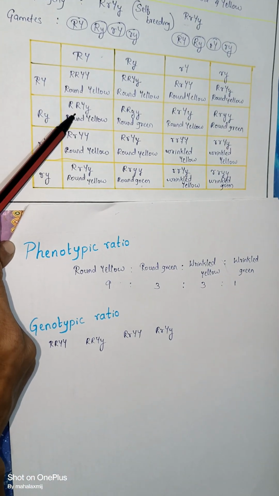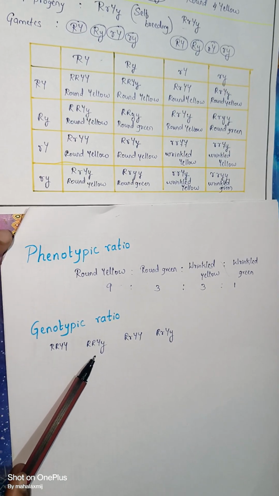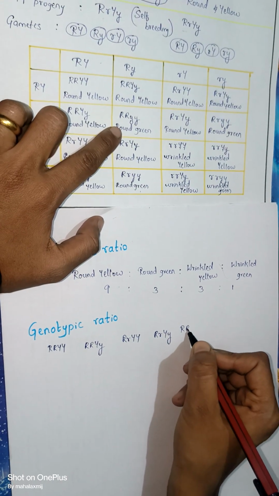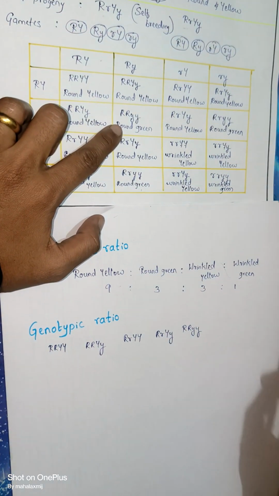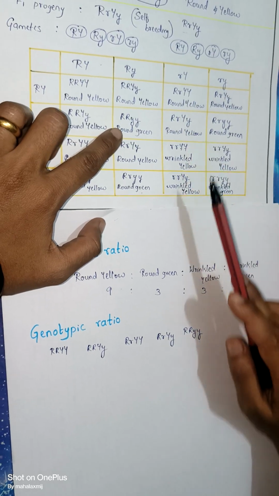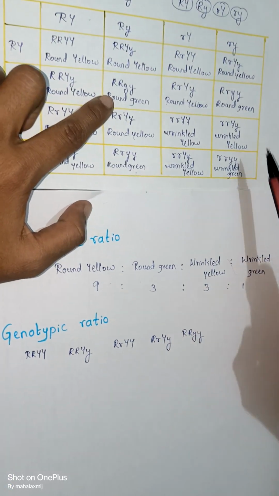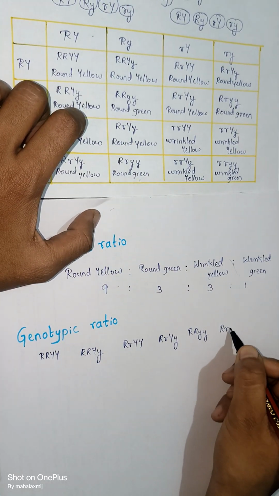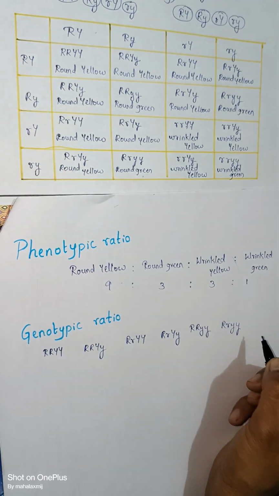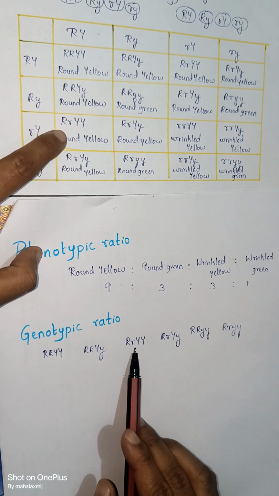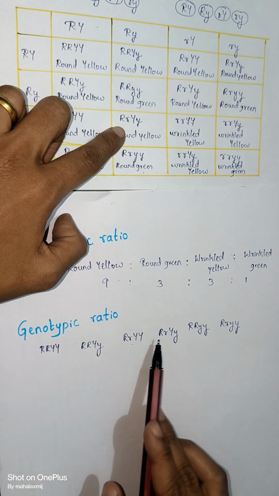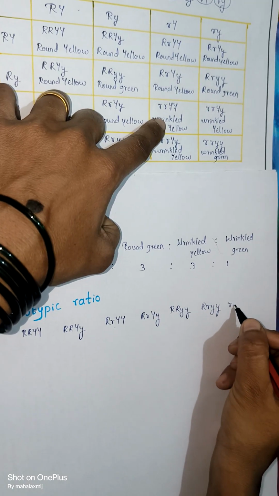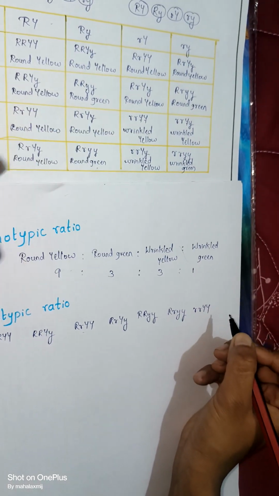And the fifth one is similar to the second one, so I'm skipping it instead of writing. Next, sixth one is different. Capital R, small y, small y. The next capital R, capital Y, small y is similar here. And this is a new character. Capital R, small y, small y. The next one is repeated. Capital R, capital Y, small y is repeated. Then this is a new character. Small r, capital Y, capital Y.